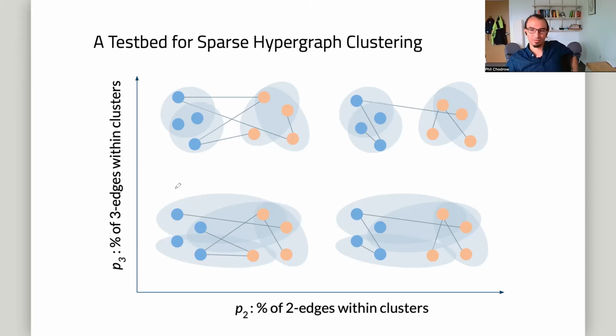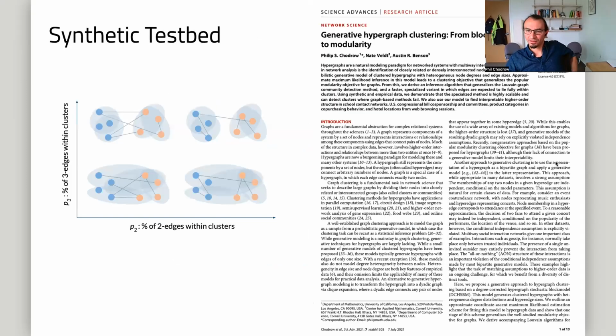So this is a little parameterized test bed in which we can try different kinds of clustering algorithms to see how they do. We introduced this test bed in a paper with Nate Veldt and Austin Benson. And in this paper, we derived a modularity optimization method for clustering hypergraphs.